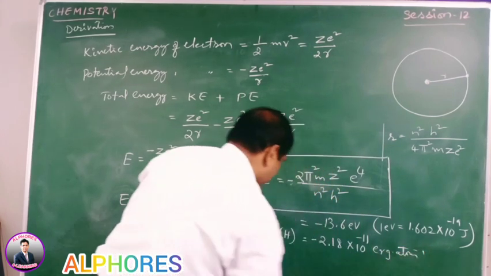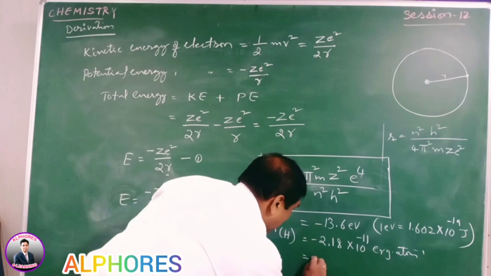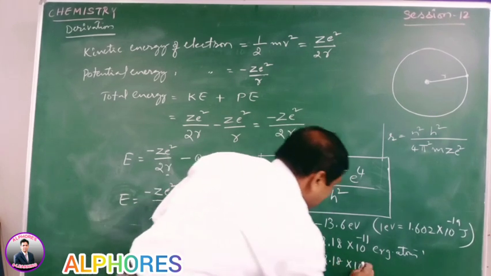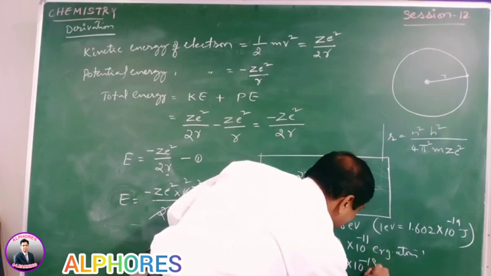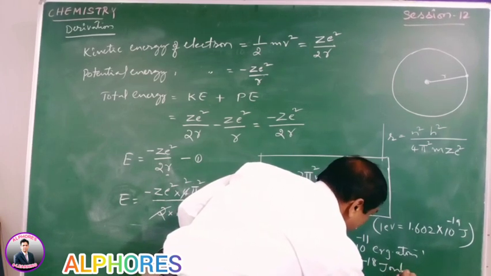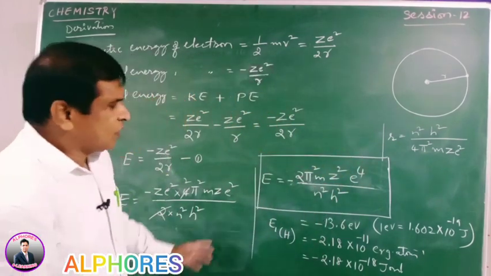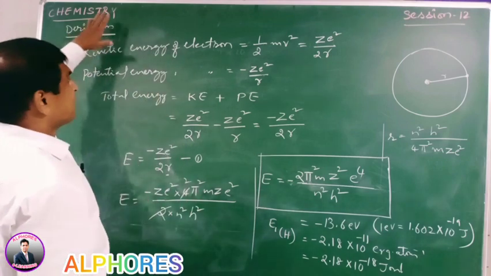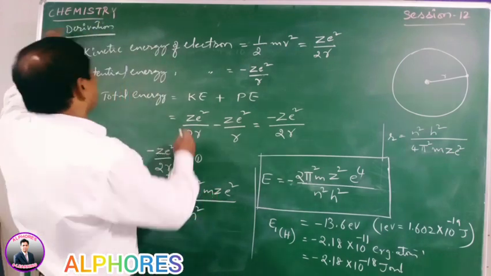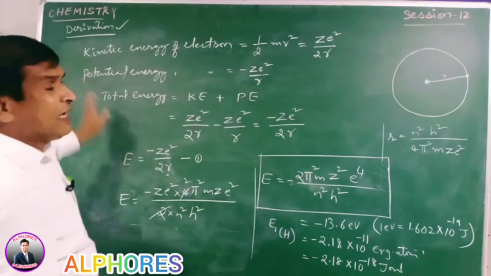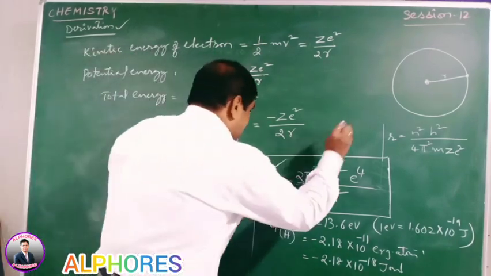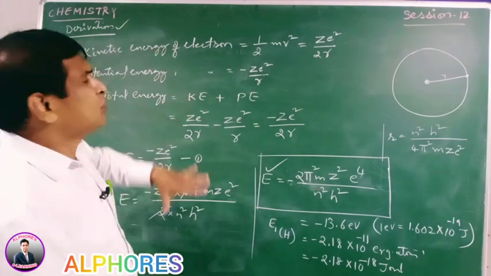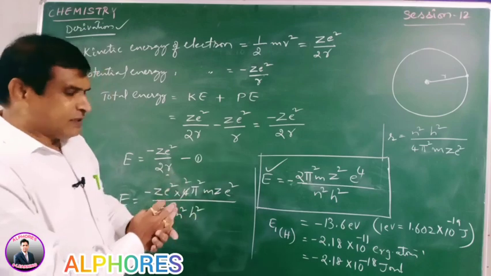Or that equals minus 2.18 into 10 to the power minus 18 joules. So those are the different conversions we can take. That is the basic equation for today's topic, to derive the expression to calculate the energy of the electron. The radius we have done, and the energy of the electron can also be derived like this.